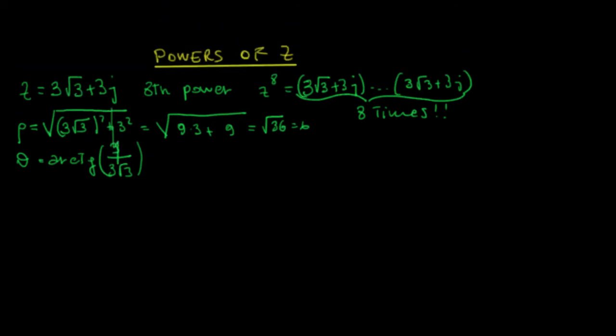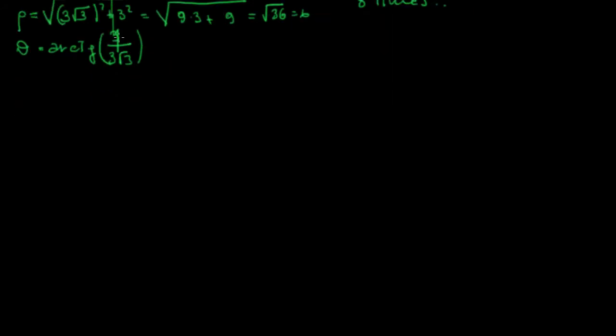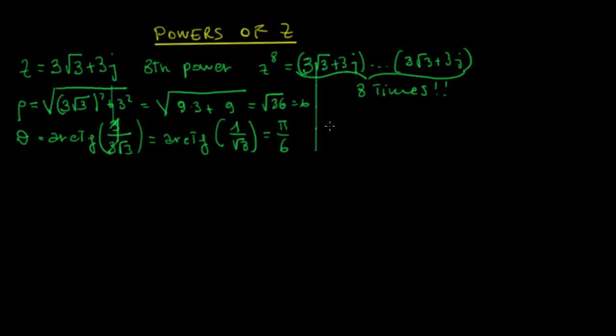While theta is the arctangent of 3 over 3 square root of 3. We don't have to add anything because the real part of z is positive. The 3 and 3 cancel each other, so we have here the arctangent of 1 over square root of 3, which of course is pi over 6. So this complex number z can be expressed as 6 times e to j pi over 6.